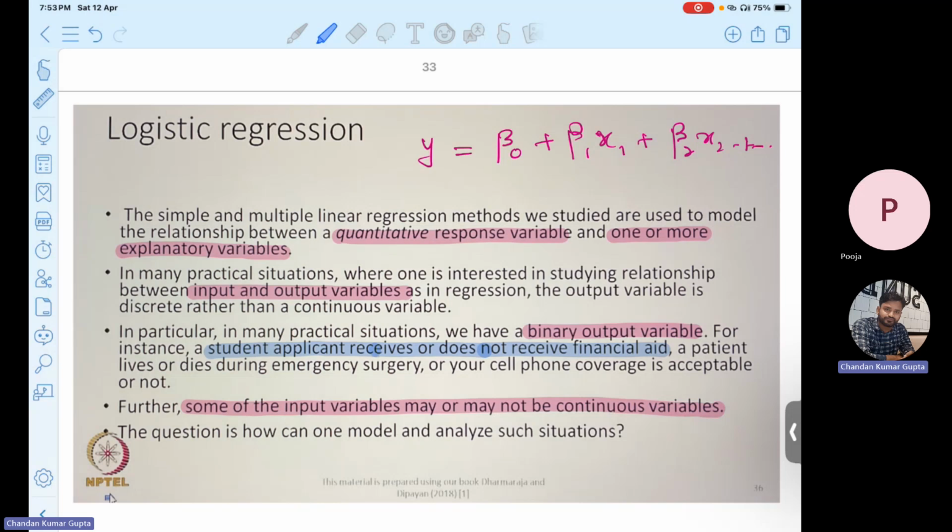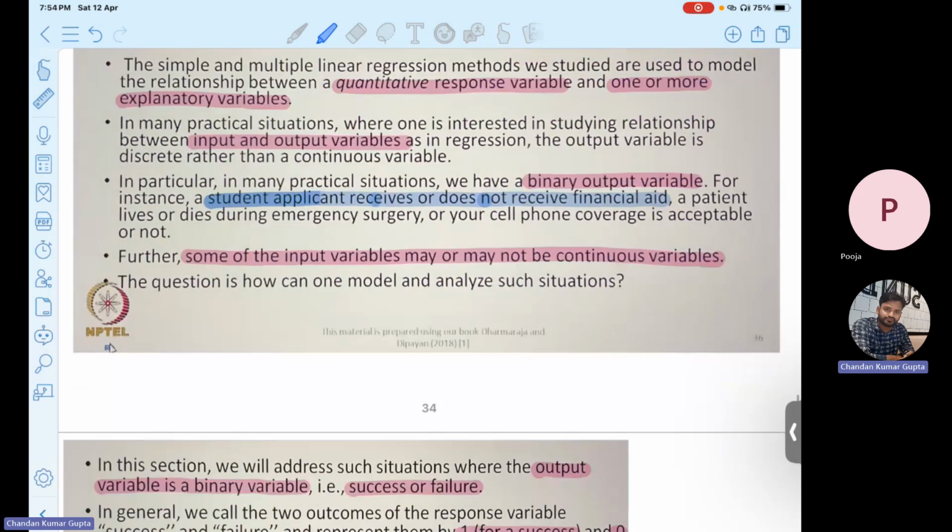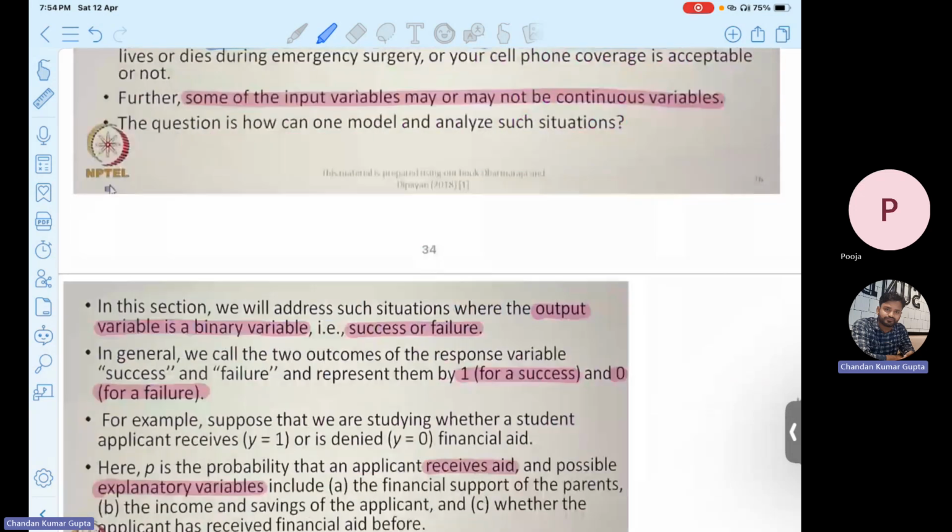In a similar manner, a patient lives or dies during emergency surgery, or your cell phone coverage is either acceptable or not. These are binary in nature, that means there are only two possibilities: either yes or no, either true or false, either that is happening or that is not happening. Some of the input variables may or may not be continuous variables as well. So how can we model such situations? This can be done with the help of logistic regression. And what is logistic regression?